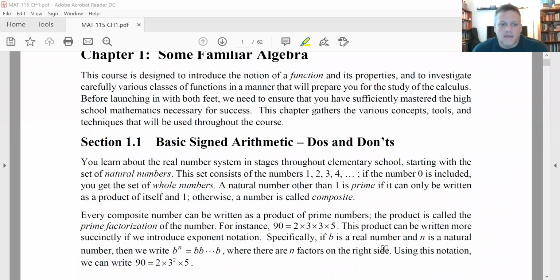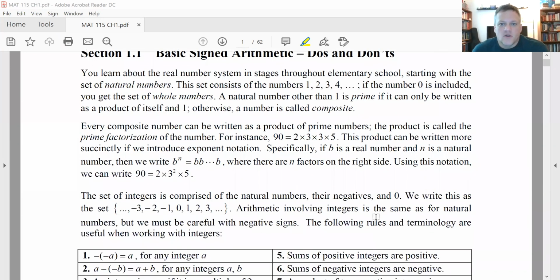All right, so let's jump down. We know the natural numbers are basically the set of counting numbers, 1, 2, 3, 4, and so on and so forth. If you throw 0 in, you get the set of whole numbers, and if you throw the negatives of the natural numbers in as well, you get the set of integers. All right, and so how do you work with integers?